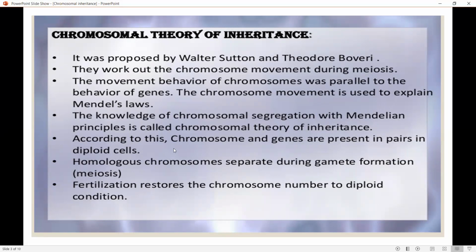According to this theory, chromosomes and genes are present in pairs in a diploid cell. As you know, the somatic cell of an organism is always diploid, so chromosomes and genes are always present in pairs. Homologous chromosomes separate during gamete formation, that is meiosis. As you know, in germ cells, meiosis occurs in sexually reproducing organisms. So the two chromosomes separate as a homologous pair during gamete formation, and fertilization restores the chromosome number to the diploid condition. The male and female gametes are haploid, and after fertilization they are converted to diploid form.